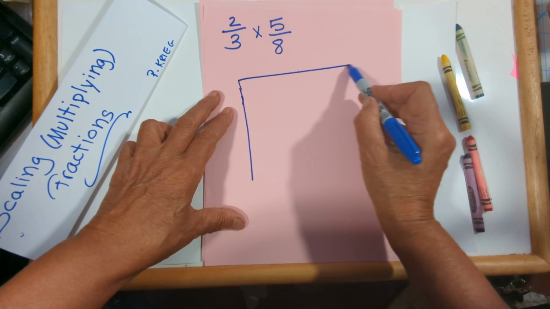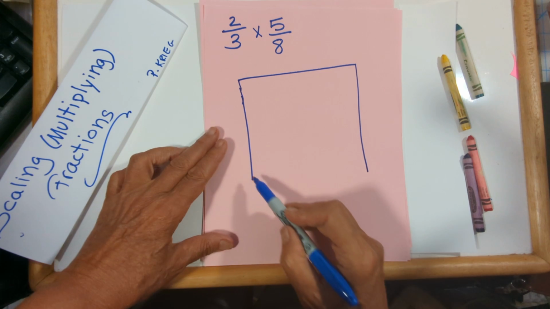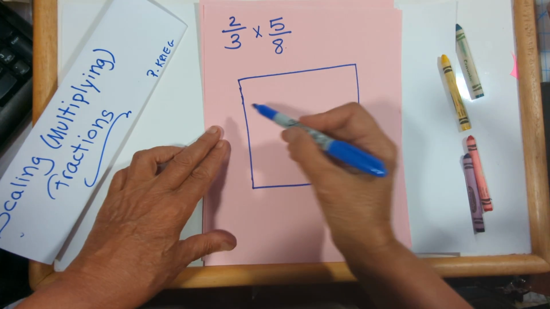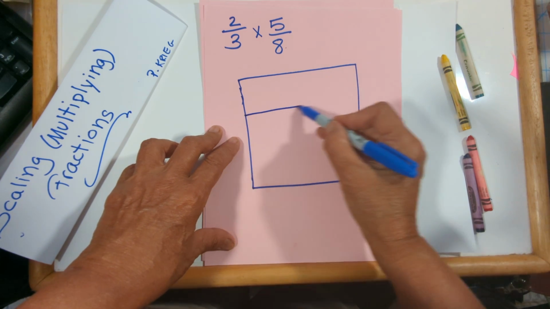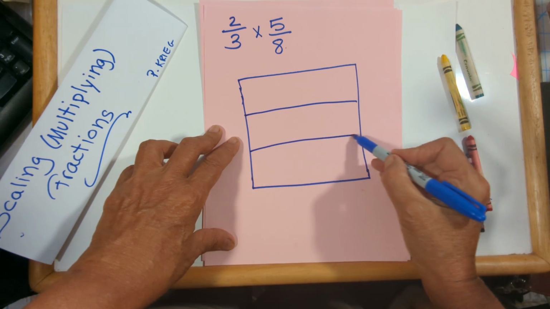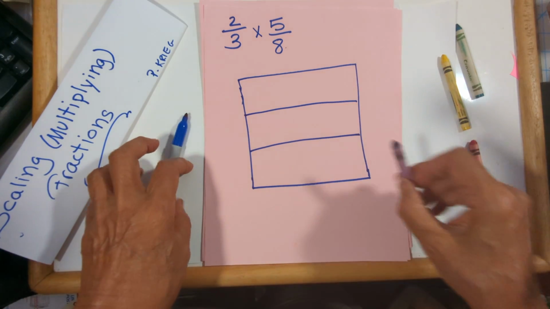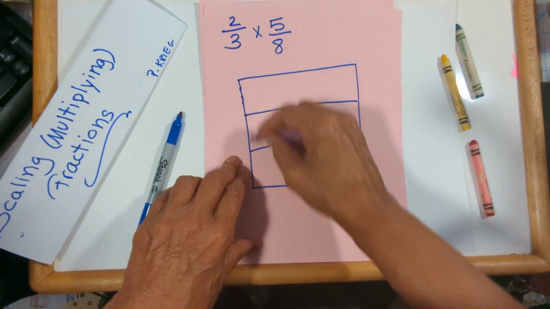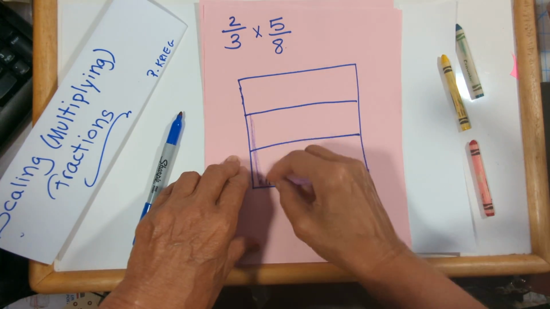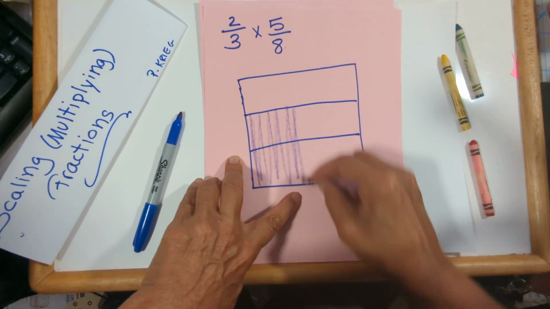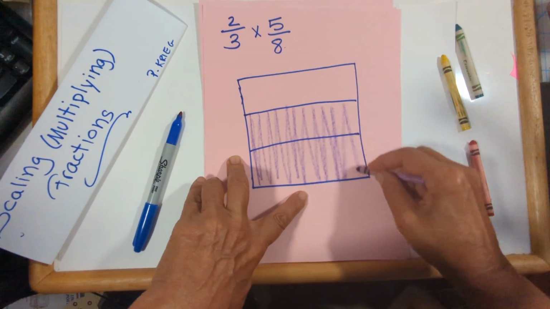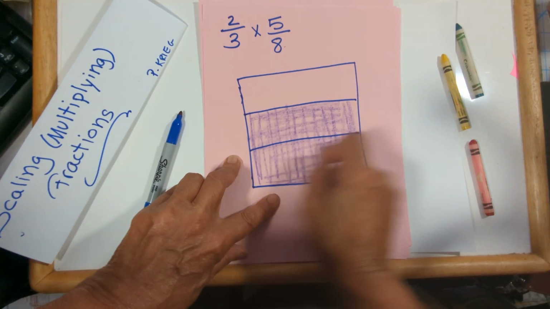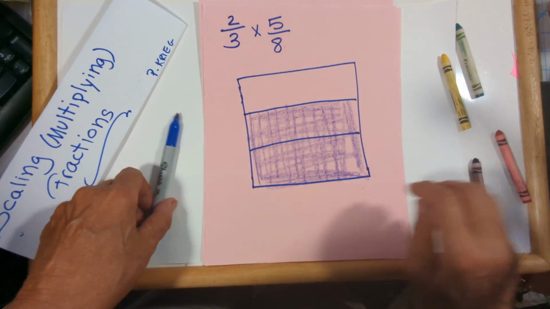I'm going to make it kind of big because I'm going to be dividing it into eighths over here. But first I'm going to divide it into thirds. And I did that differently than I usually do. I made it into rows first. But that's okay, it doesn't matter. Start with rows or columns. So now I'm going to do my columns of eighths.